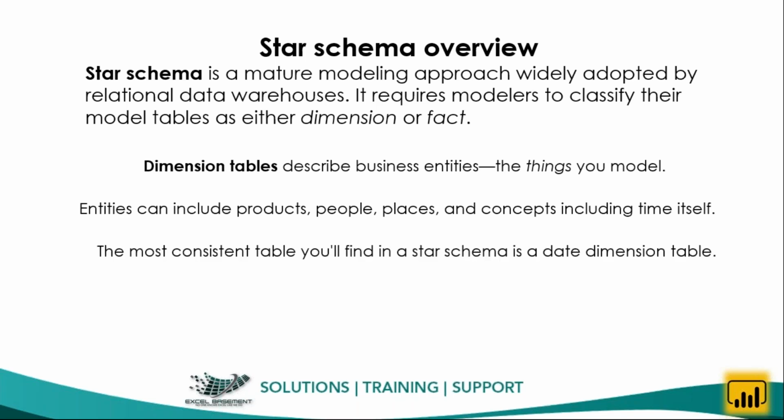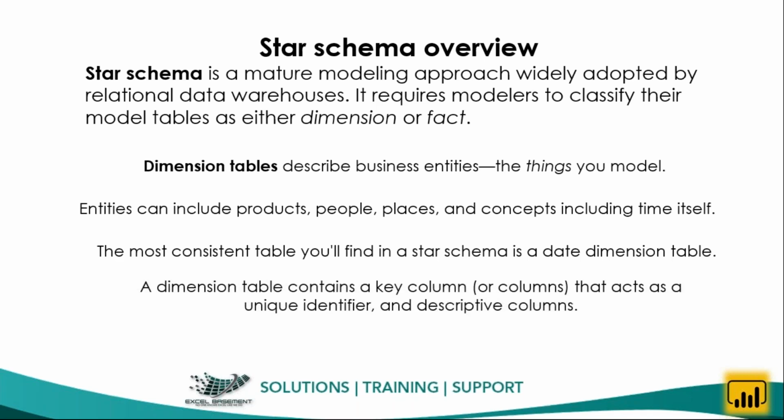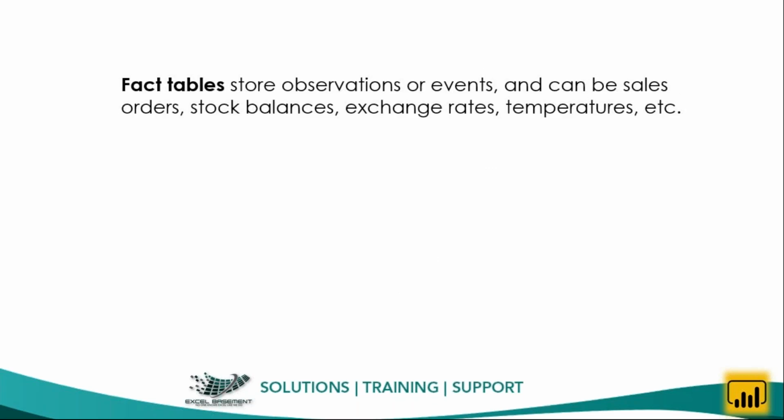And the most consistent table you will find in a star schema is a date dimension table, because the date table is unique in itself. It has a lot of columns: date, month, year, quarter. Okay, and in different kinds of formats, and that will be unique in itself. It's called a dimension table. A dimension table contains a key column or columns that act as a unique identifier, and descriptive columns. And we will look into an example as well.